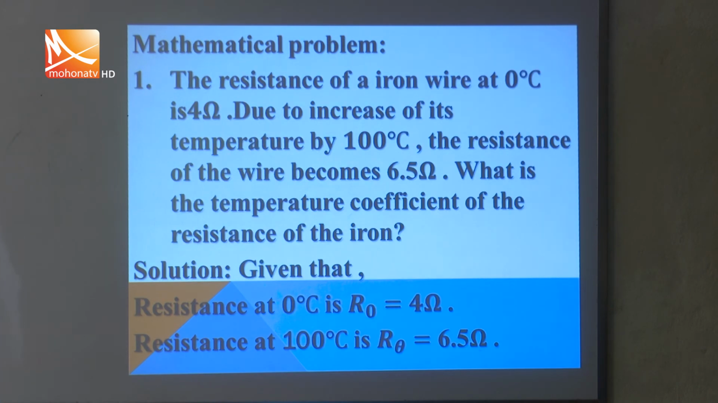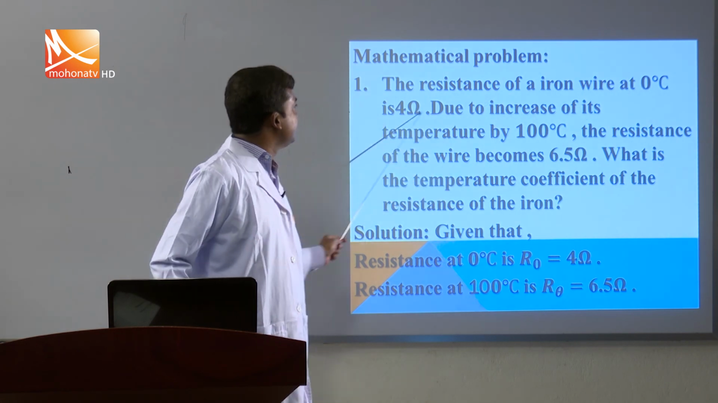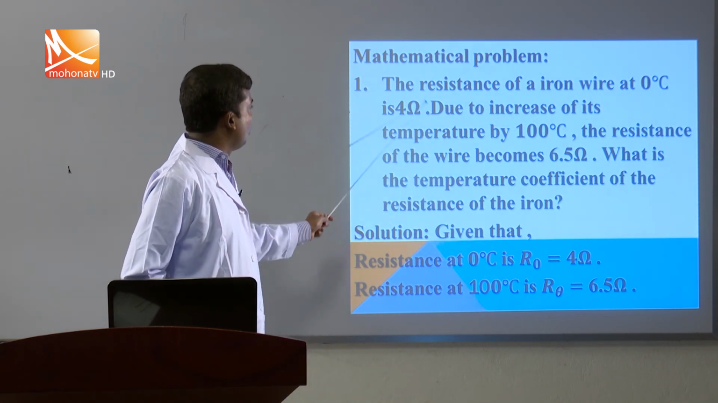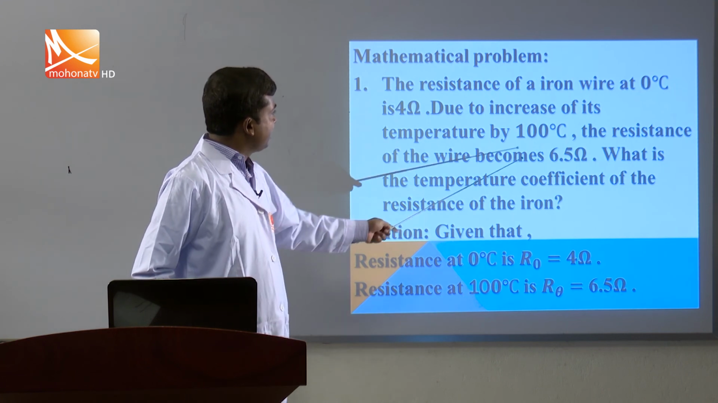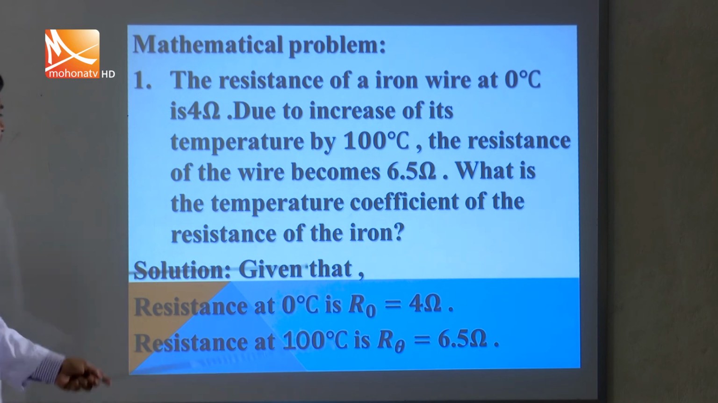Now, let's do some mathematical problems. This is a problem for you. Iron has a resistance of 4 ohm at 0 degrees Celsius, and at 100 degrees Celsius the resistance is 6.5 ohm. Then you have to calculate the temperature coefficient of resistance. That means you have to calculate alpha.